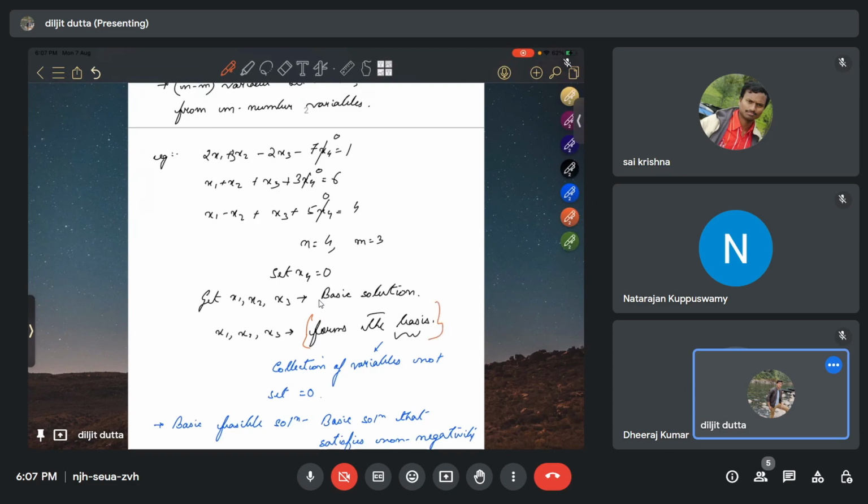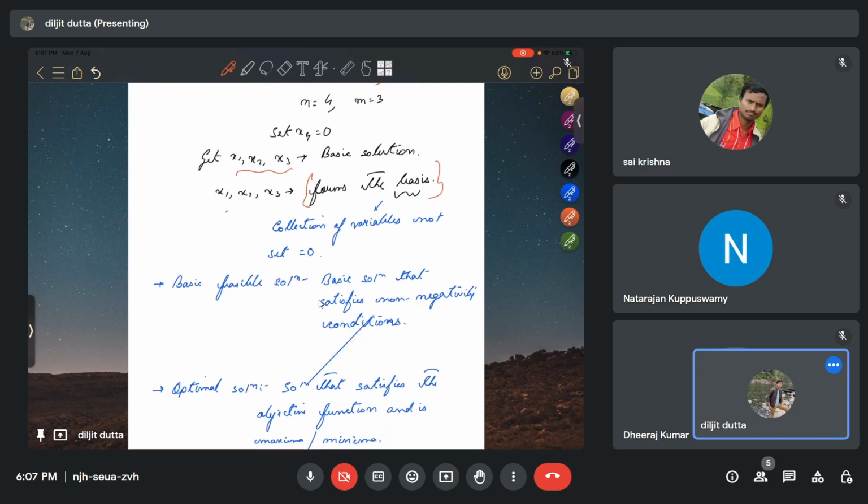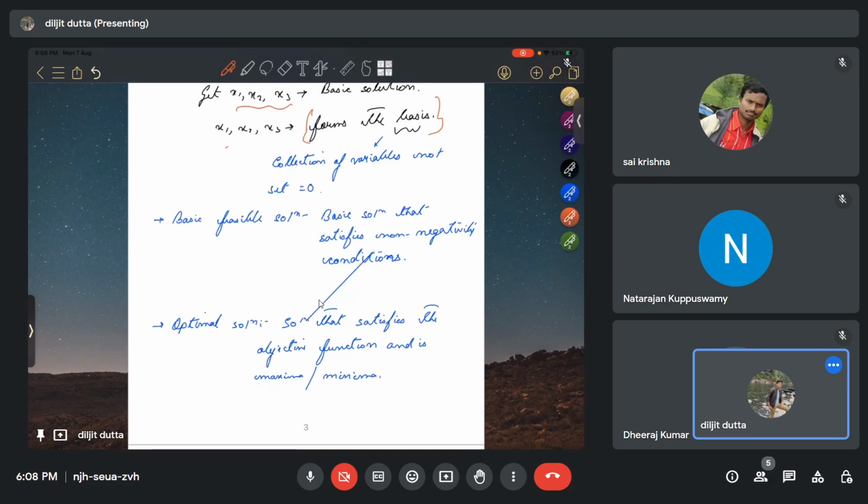This is a small example. There are 3 equations and 4 variables, x1, x2, x3, x4. We can set one of the variables to 0. Here I have set x4 equal to 0. Once I set that to 0, we get the solution for x1, x2, x3, and that forms the basic solution. What is a basic solution? It is the collection of the variables that are not set equal to 0. While solving, we might get a value equal to 0, but we are not setting it a priori to 0.